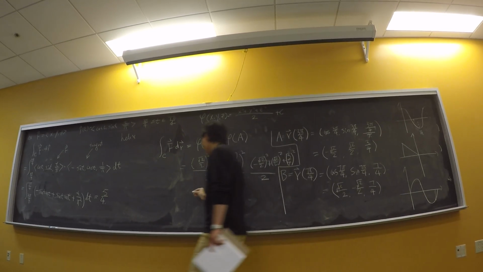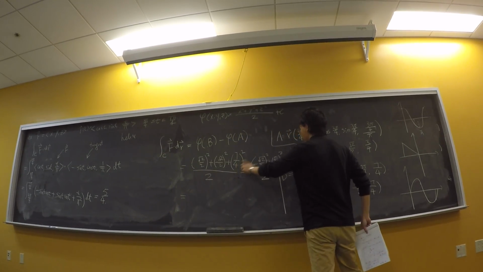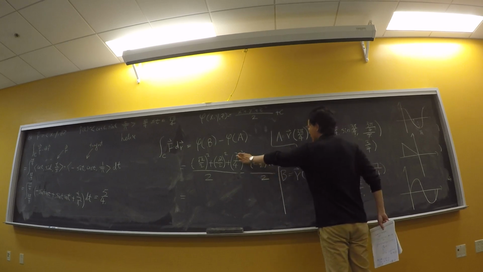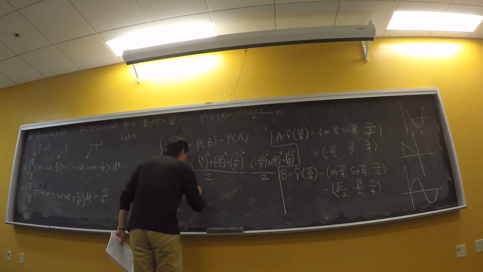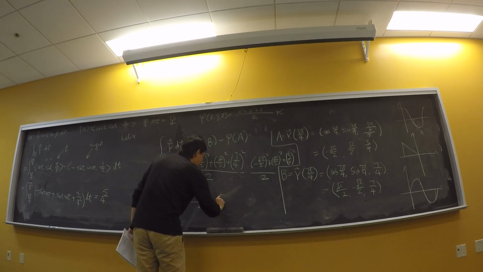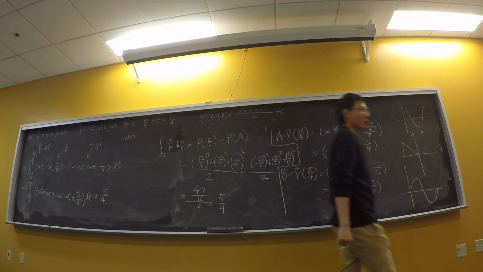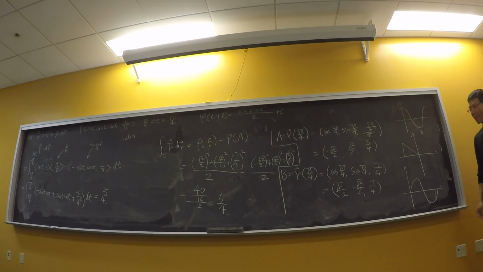So in the end, I'm just taking the difference between 7 divided by 4 squared minus 3 divided by 4 squared, and then divided by 2. So I have a 49 minus 9, I have a 40 divided by 16, and then divided by 2. So in the end, I got a 5 divided by 14. Okay? So which is exactly the same number we have from the line integral.